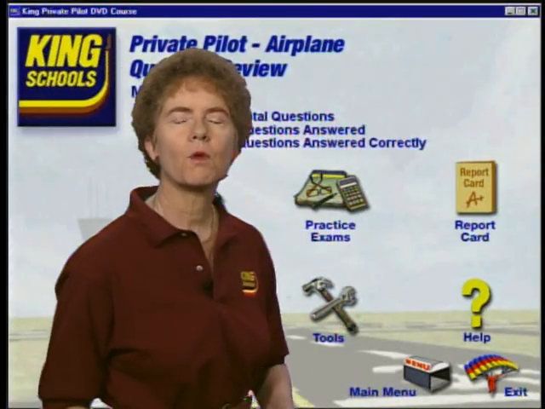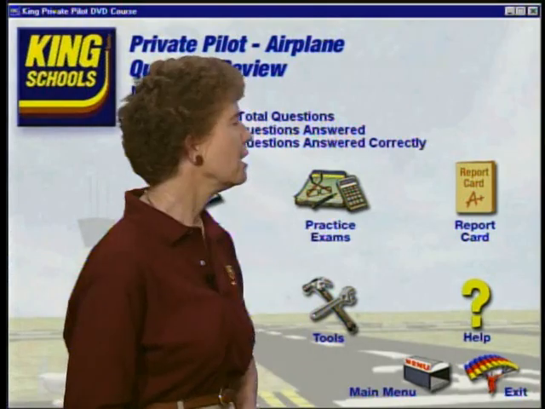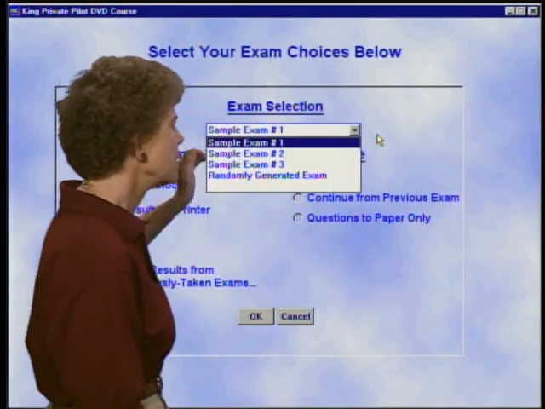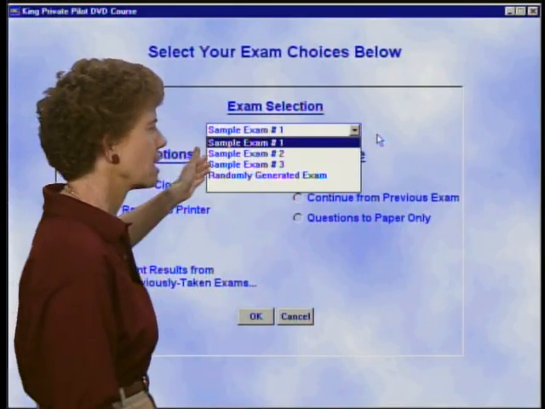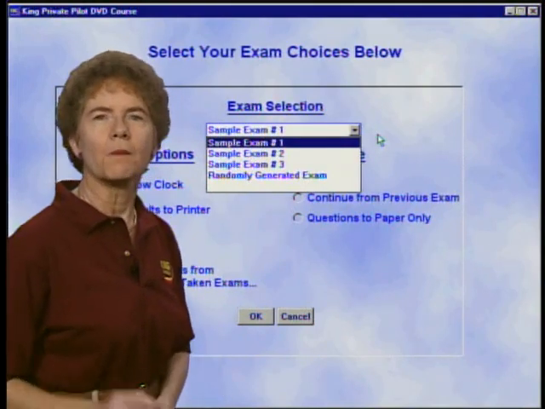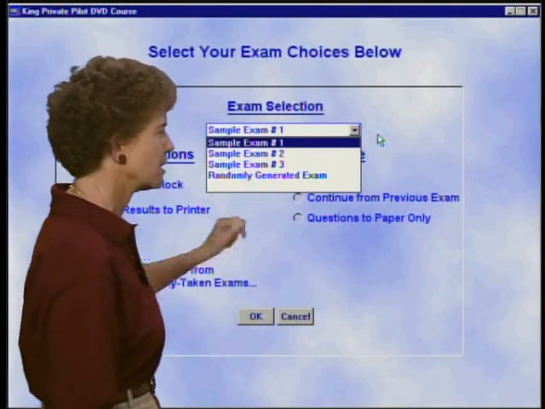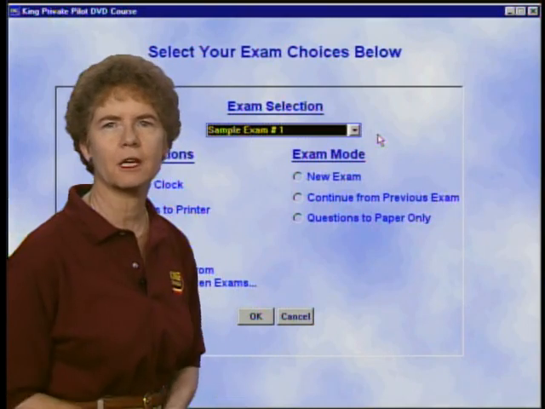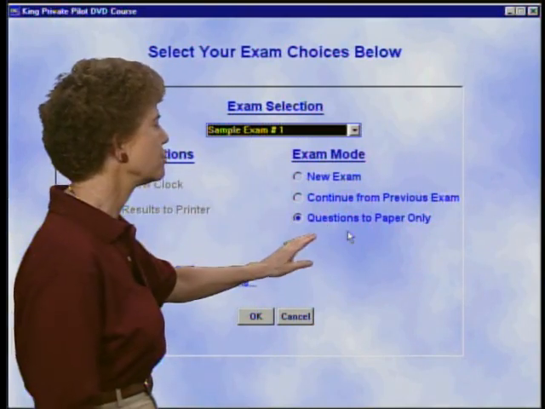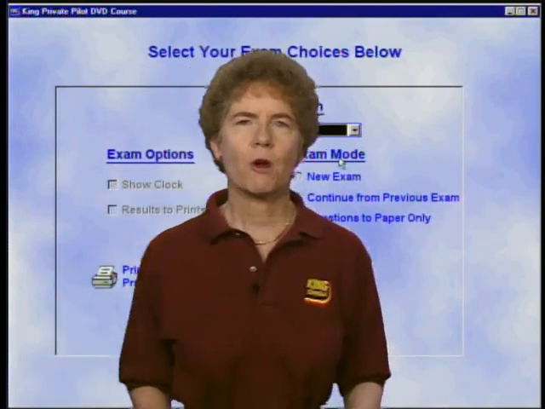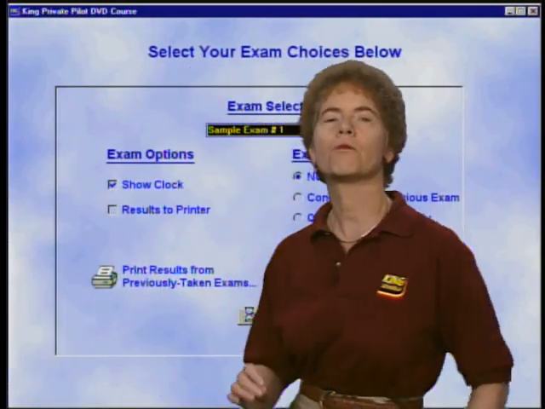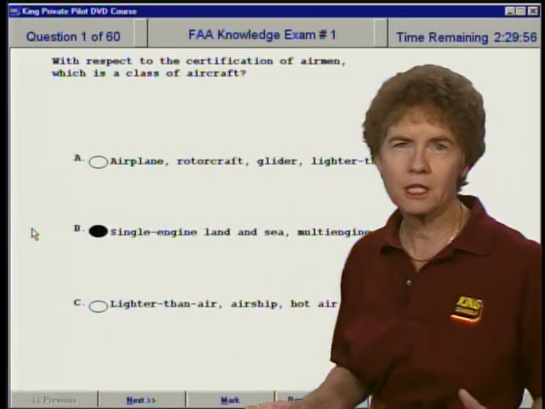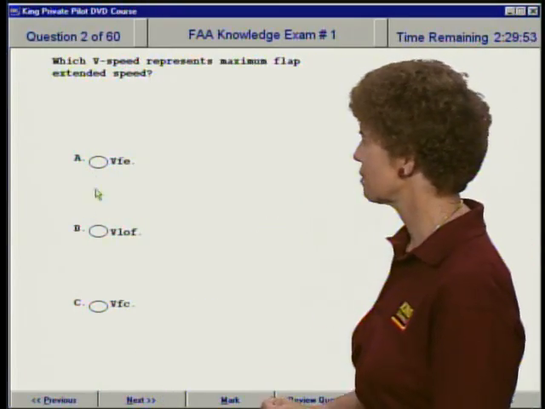Now, when you're ready to see what an actual FAA exam will be like, click on the Practice Exams icon. You can choose from 3 pre-selected representative practice exams, or you can get an infinite number by selecting randomly generated exam. If you want to print out your practice exams and take them on paper instead of taking them on computer, you can select Questions to Paper Only. Since these practice tests on the computer simulate the real thing, you do not get correct or incorrect feedback and explanations while you're taking those questions.